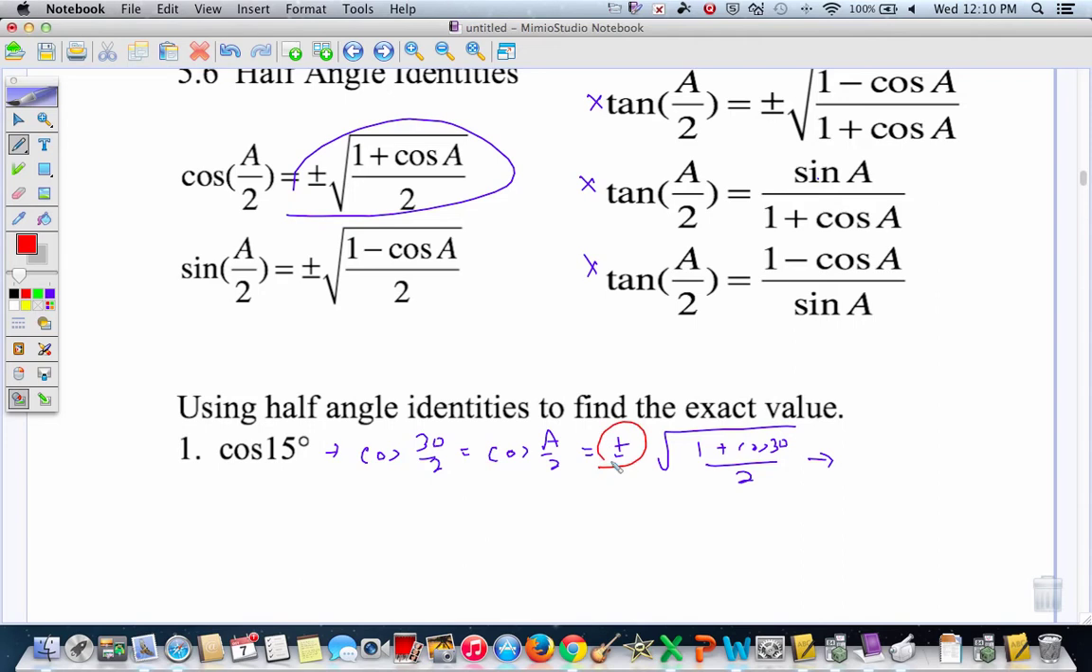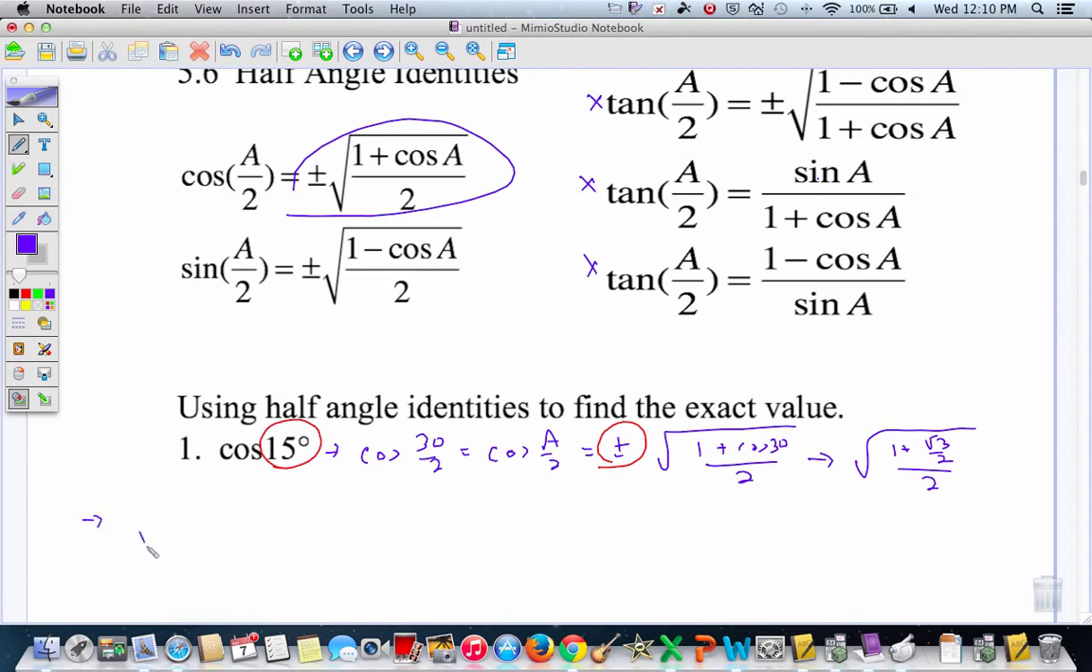This one is fairly simple because 15 degrees is going to be in the first quadrant. Everything is positive in the first quadrant, so from here on out I'm just going to leave the plus or minus off, because it will be a positive value for our radical. From here, I'm going to substitute what I know. Cosine of 30 is square root of 3 over 2, and being divided by 2.